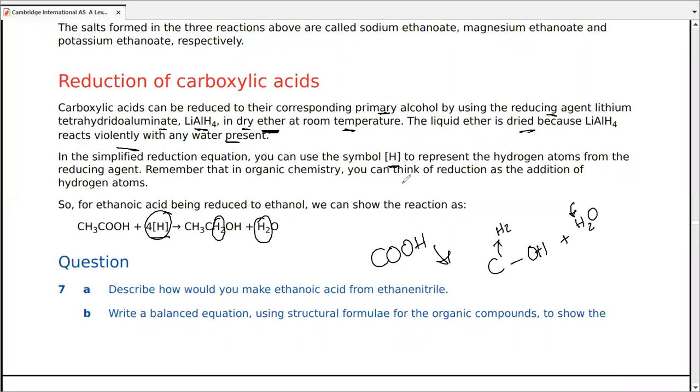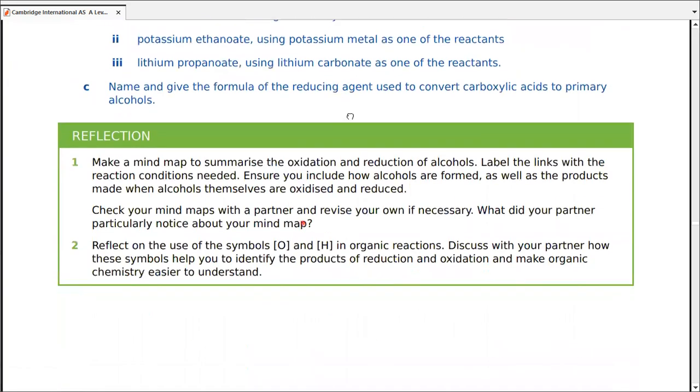We use the symbol H just like we use the symbol O in oxidation reactions, giving an idea that it was a reduction reaction. It is a reduction reaction in this kind of conversion because we take oxygen out of it as well as we add hydrogen to it. So in both terms, it can be regarded as a reduction reaction. Don't forget the conditions for LiAlH4, that's important.